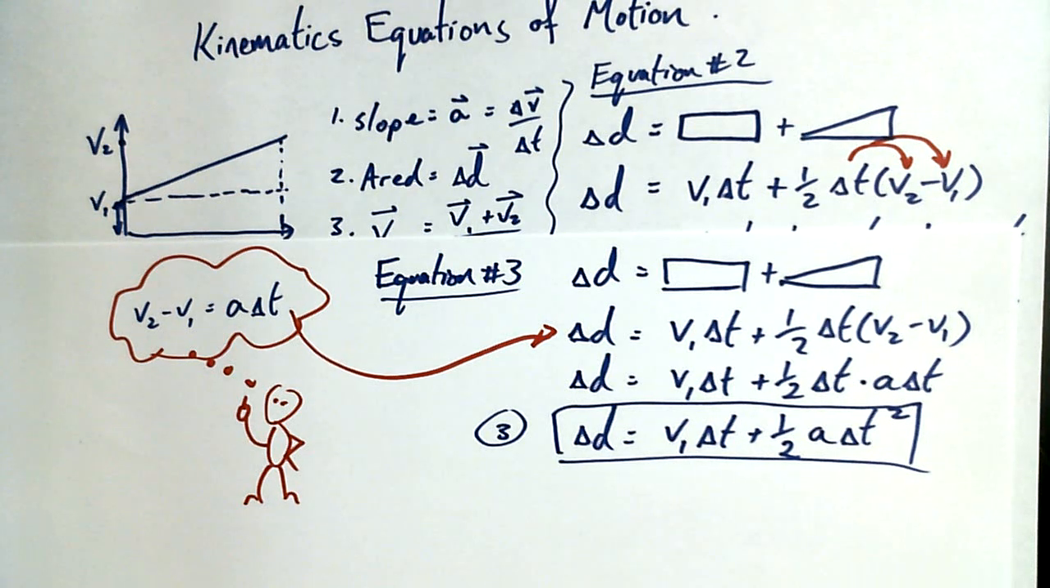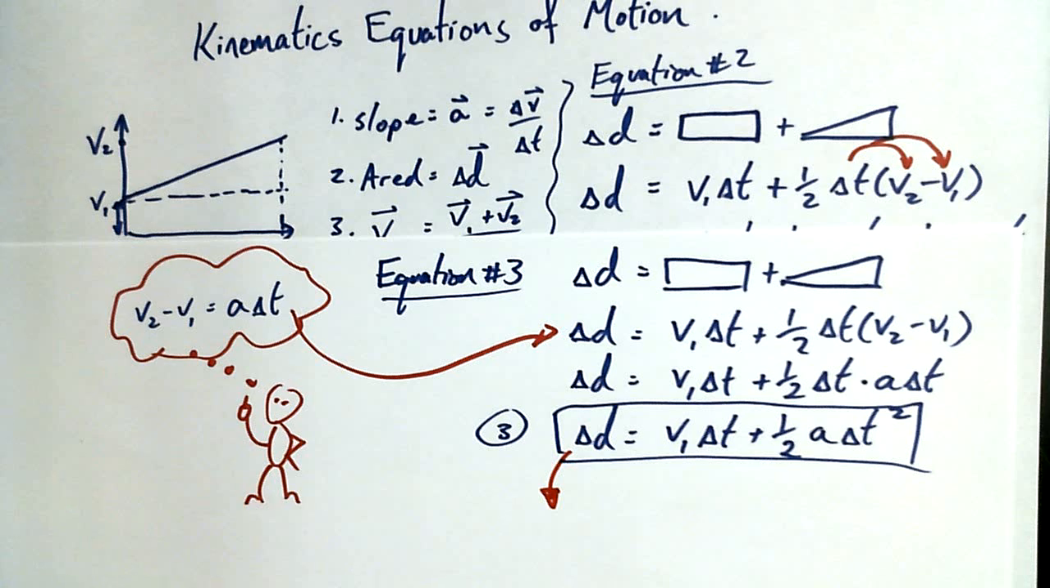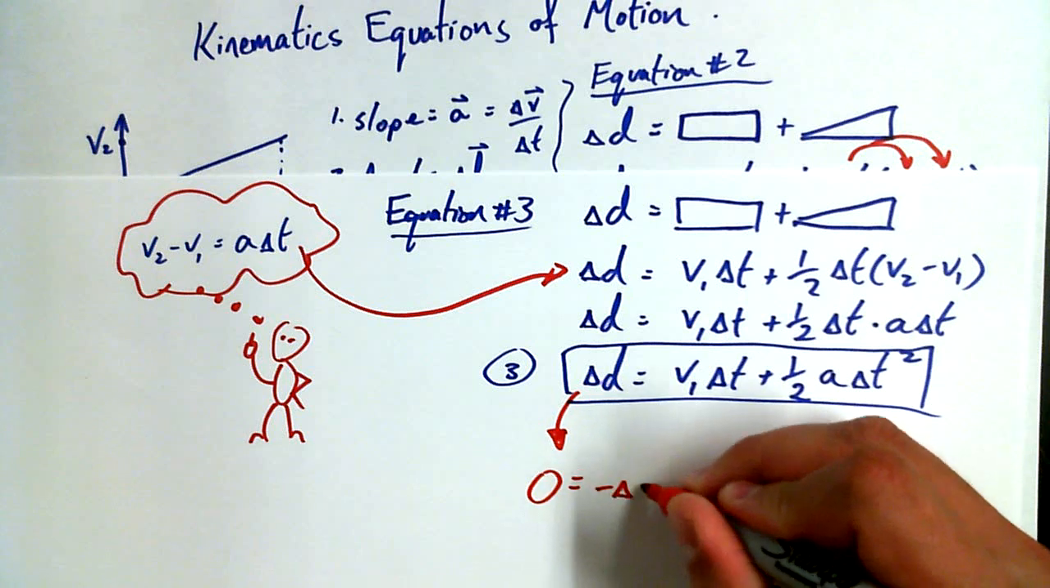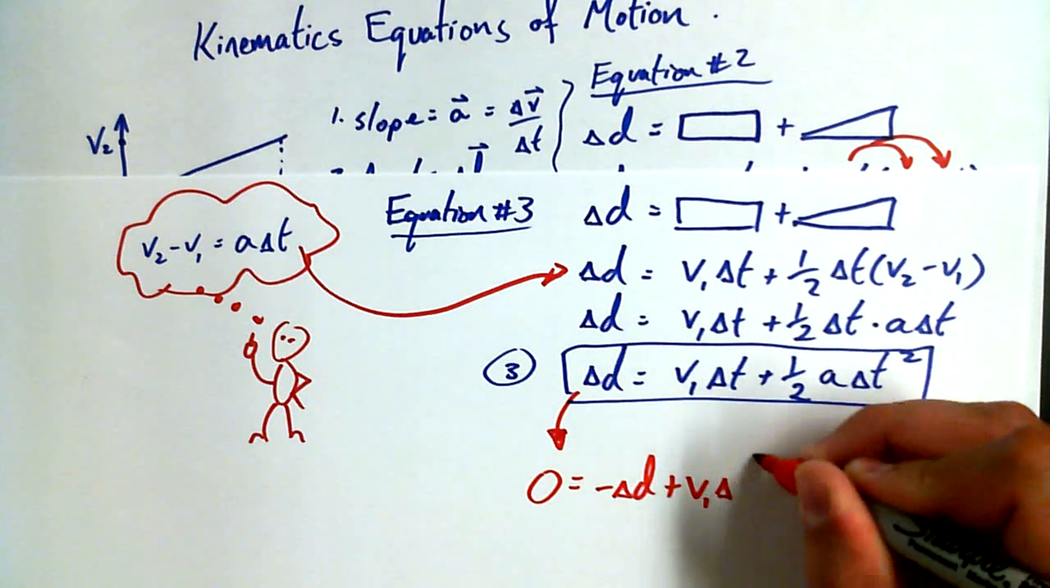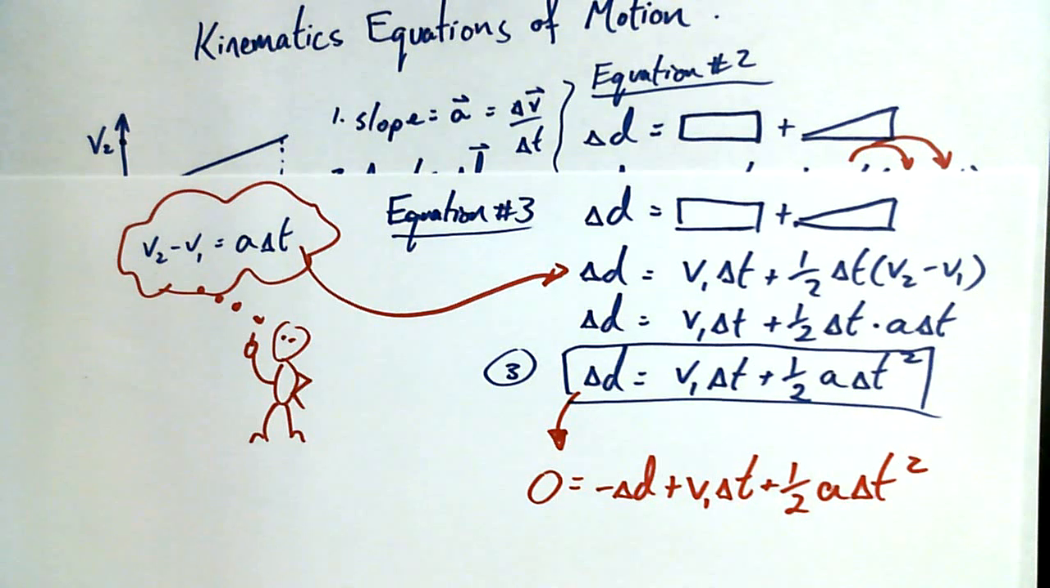One thing I want you to notice, though, and the reason I'm bringing it up now is so that later on you can say, oh yeah, remember when he said that? If I take this expression, that's the formula. I'm not changing that formula, okay? But if I took the delta D over to the other side of the equal sign, so I had 0 equals negative delta D plus V1 delta T plus 1/2 A delta T squared.